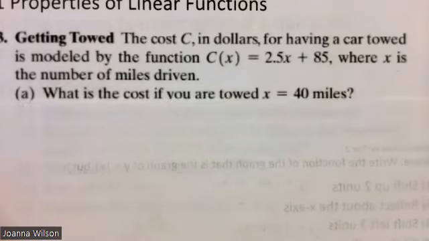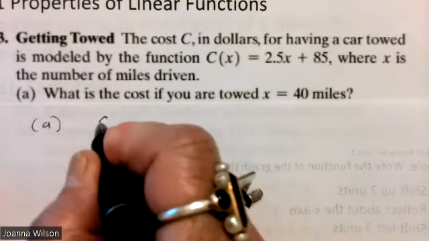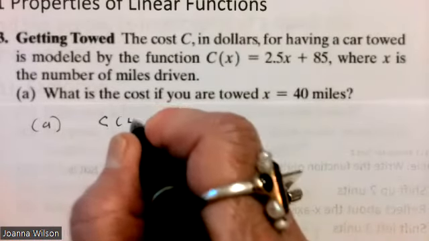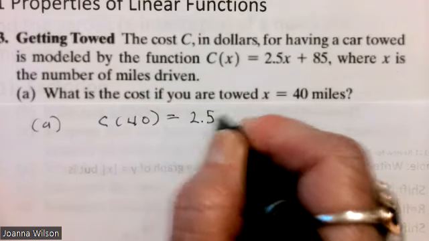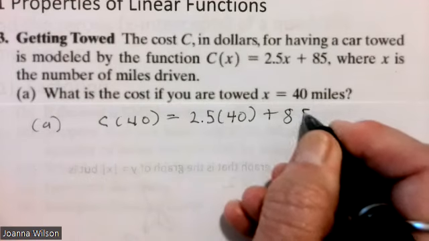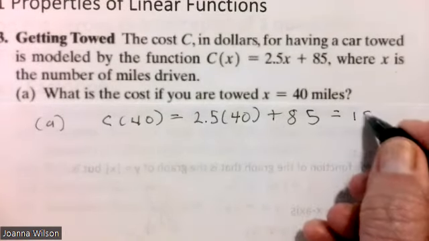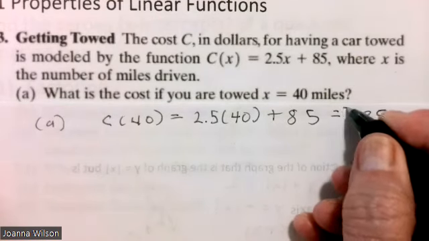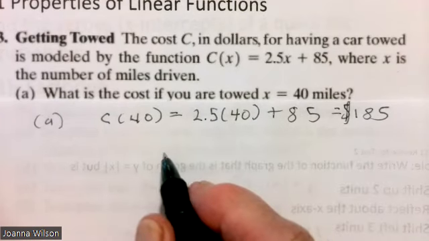So for A, you're just going to go C of 40. And so you're going to put 40 everywhere that x is. So this is pretty straightforward. And then you just multiply it out and you get 185. So it'll be $185 for towing a car 40 miles.